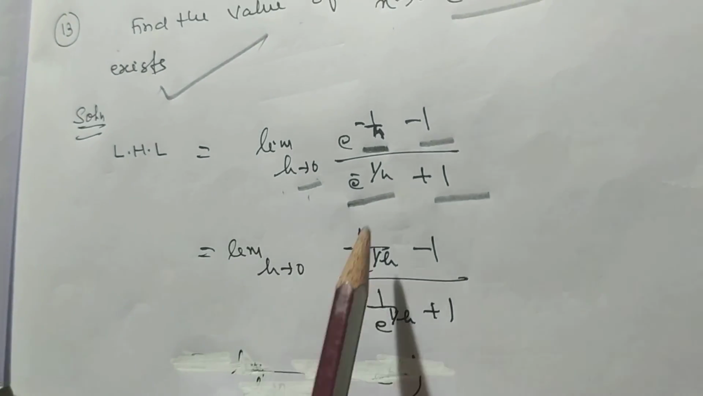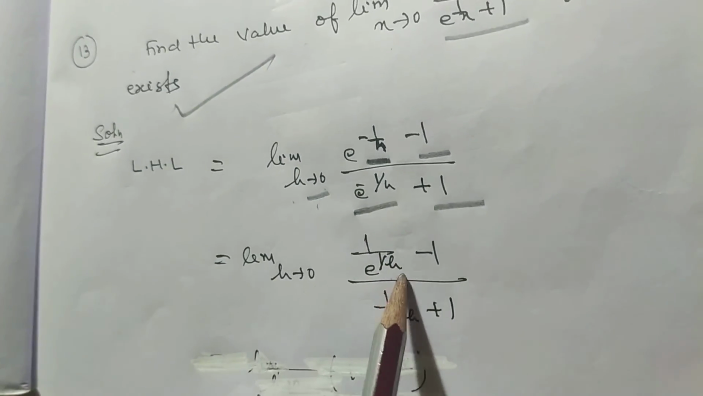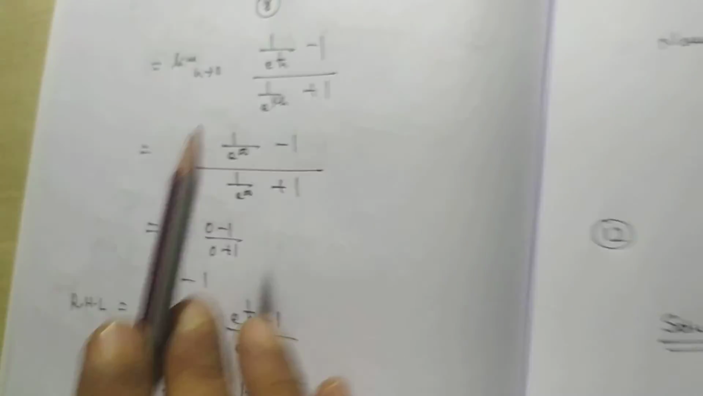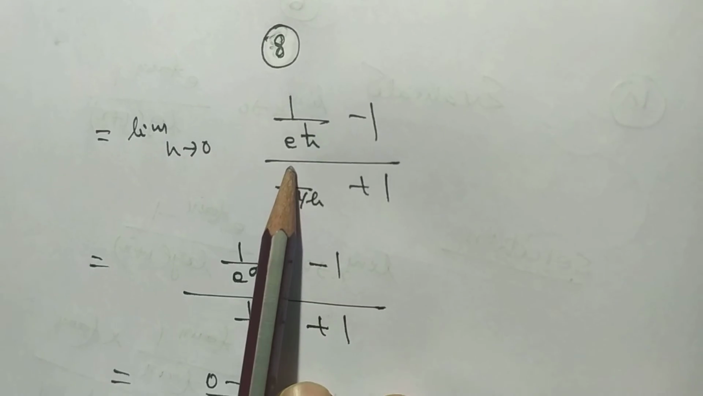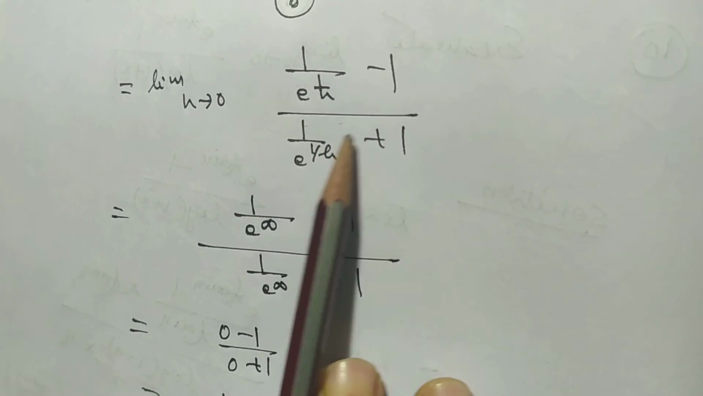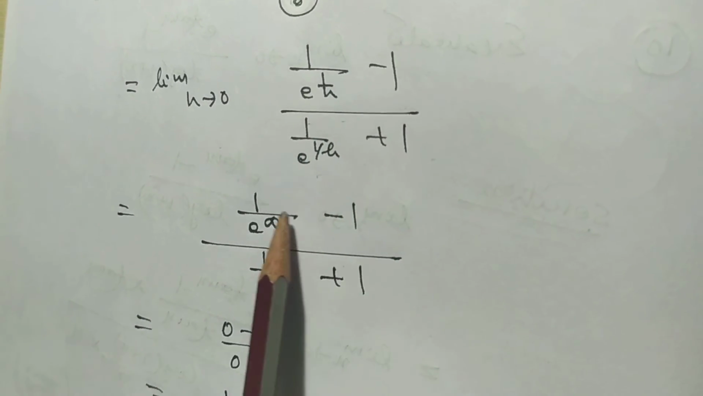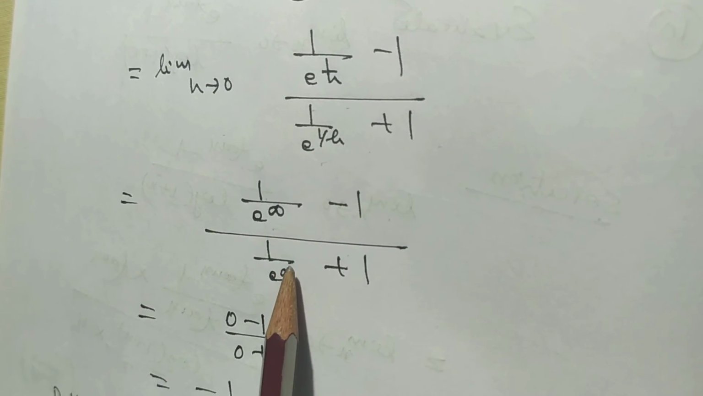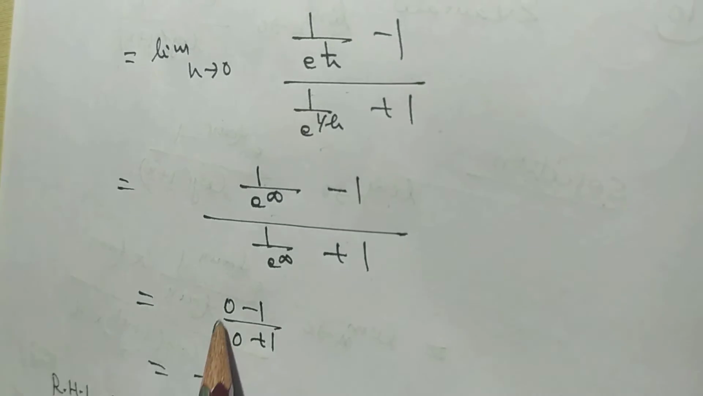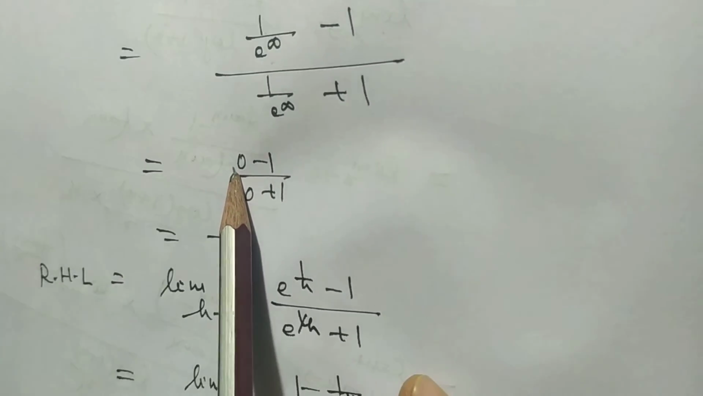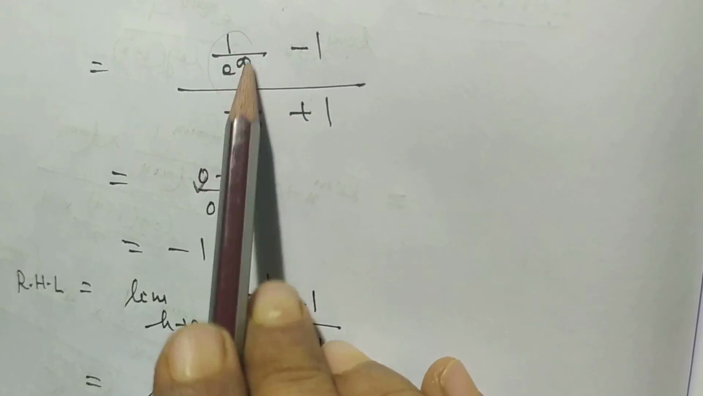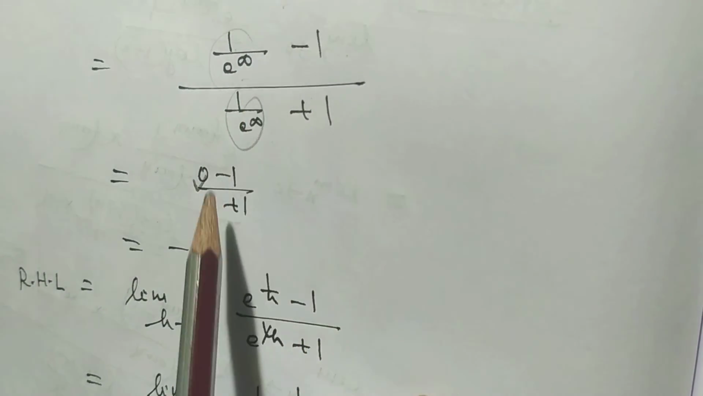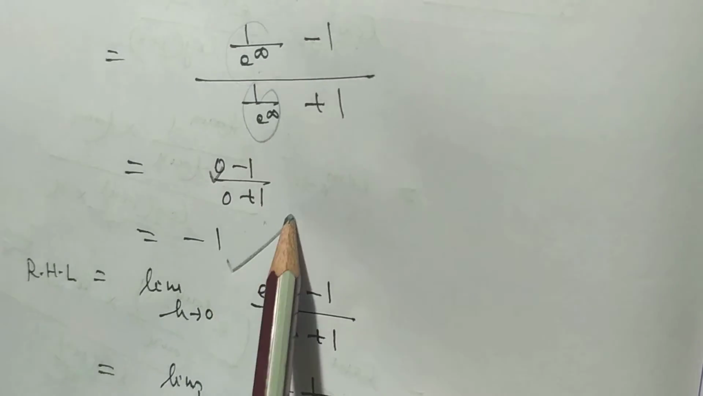Now limit h tends to 0, (1 by e to the power 1 by h minus 1) by (1 by e to the power 1 by h plus 1). That is (1 by e to the power infinity minus 1) and (1 by e to the power infinity plus 1). That is 1 by infinity, that means 0, minus 1. The value of 1 by infinity is equal to 0. So 0 minus 1, and this value will be 0 plus 1. So it will be minus 1.